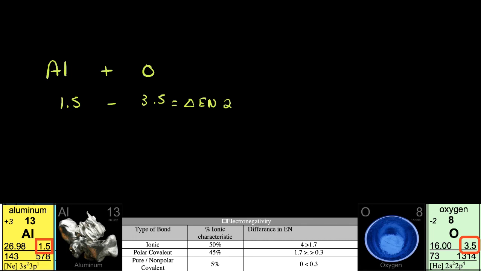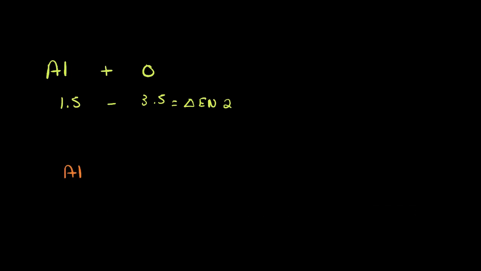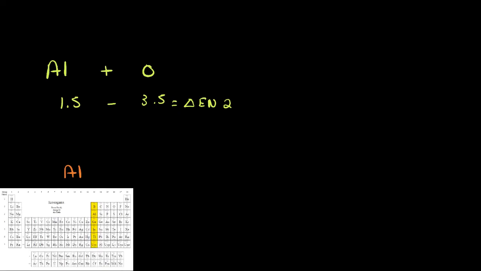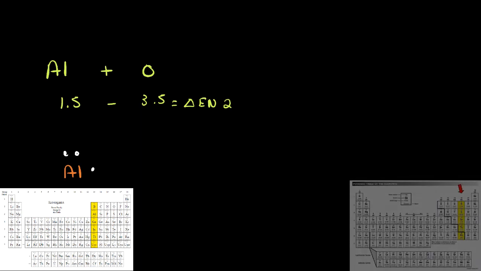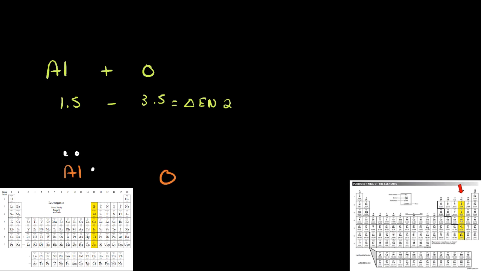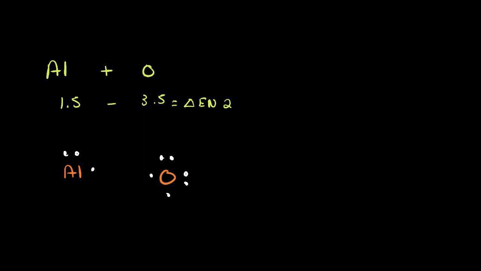So with this case, we have aluminum. Aluminum, it's going to be found in group 3. So it has 1, 2, 3 electrons here. All right. We have oxygen. Oxygen, it's found in group 6. So it has 6. 1, 2, 3, 4, 5, 6. Now you should notice something that's going to throw us off a little bit. Oxygen needs 2. Aluminum has 3 to give away.